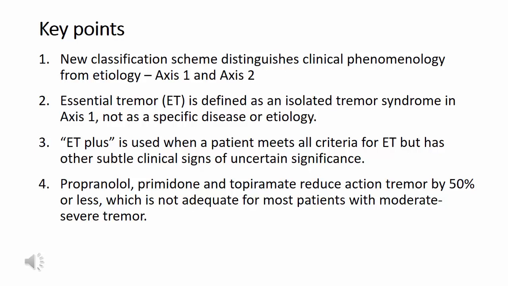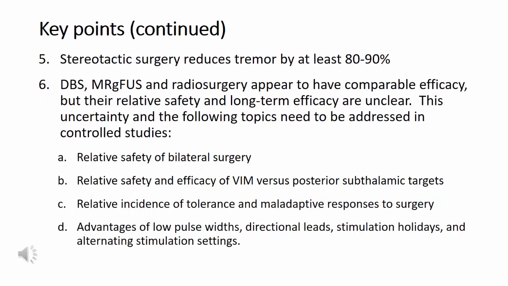Propranolol, primidone, and topiramate reduce action tremor by 50% or less. This is not adequate for most patients with moderate to severe tremor. Stereotactic surgery reduces tremor amplitude by at least 80 to 90%. Deep brain stimulation, MR-guided focused ultrasound, and radiosurgery appear to have comparable efficacy, but their relative safety and long-term efficacy are unclear.